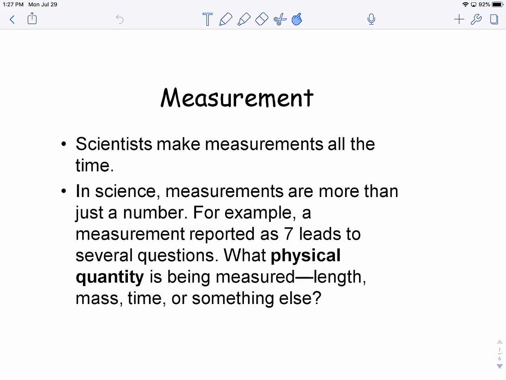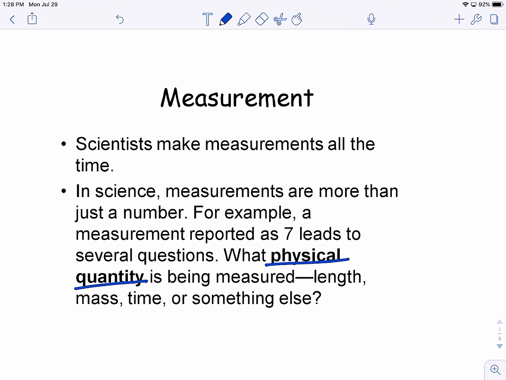Okay, so scientists make measurements all the time. When you were in chemistry, you measured the mass of matter, you measured the volume of liquid in milliliters. We make measurements all the time in science. So the big thing here is the physical quantity that's being measured.